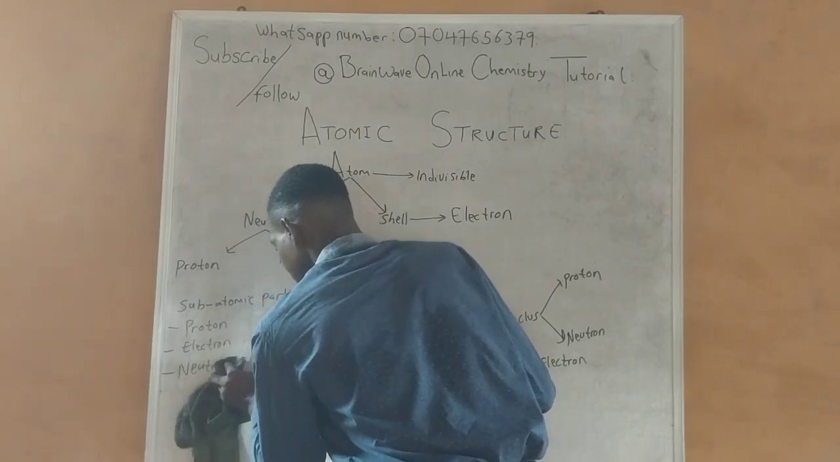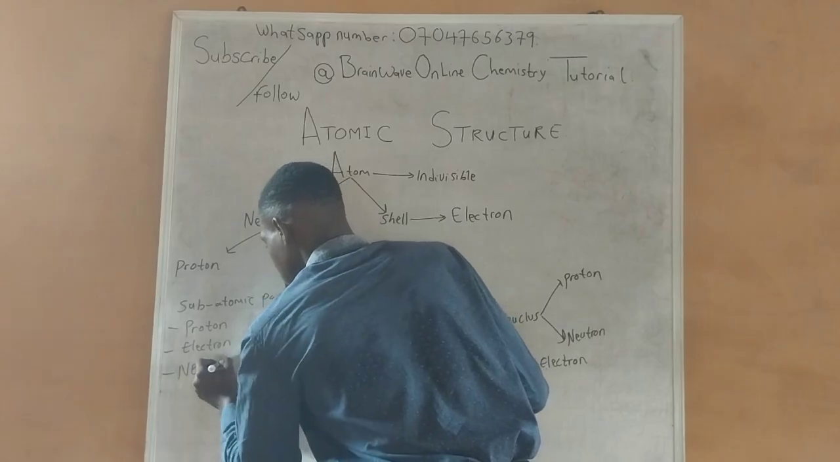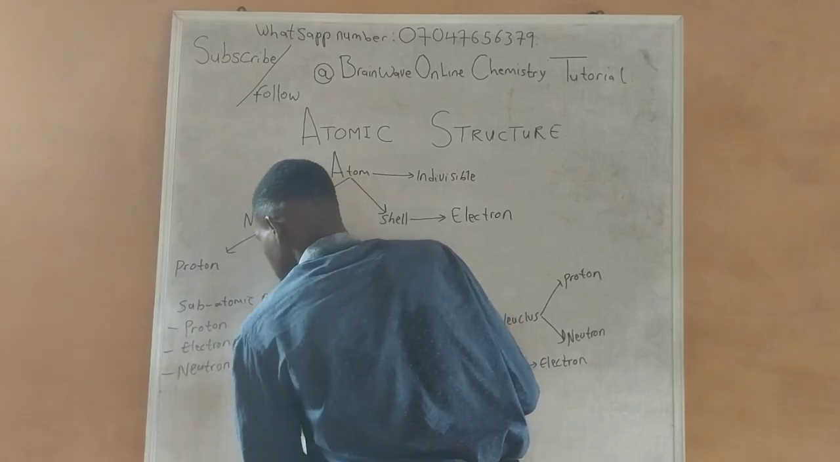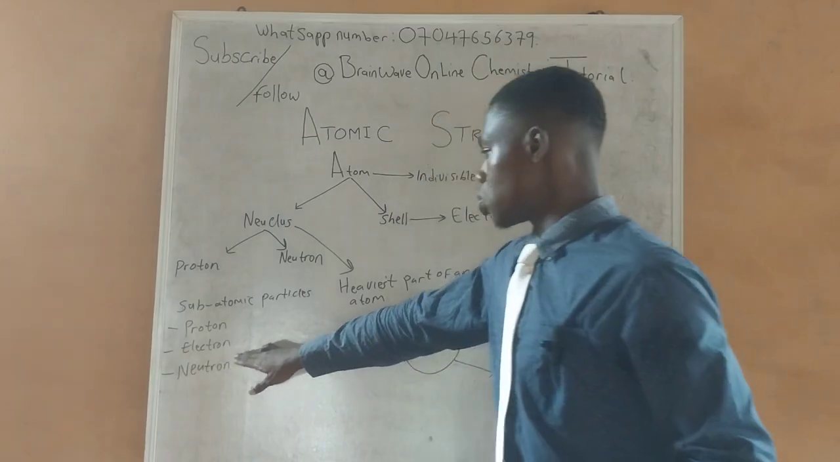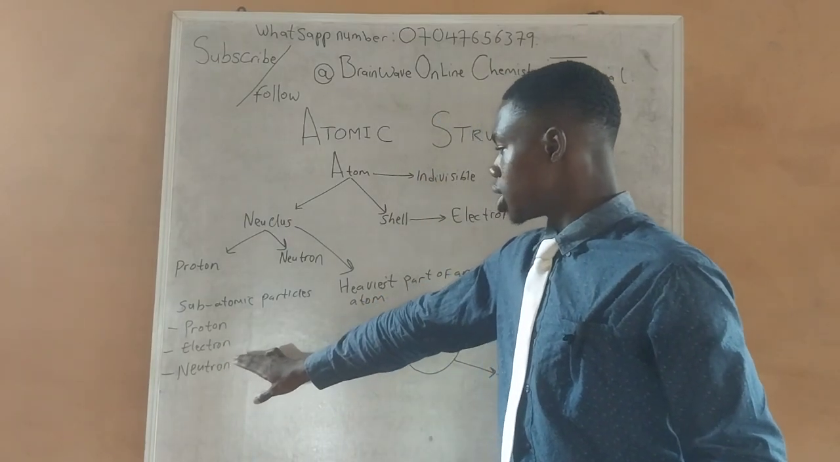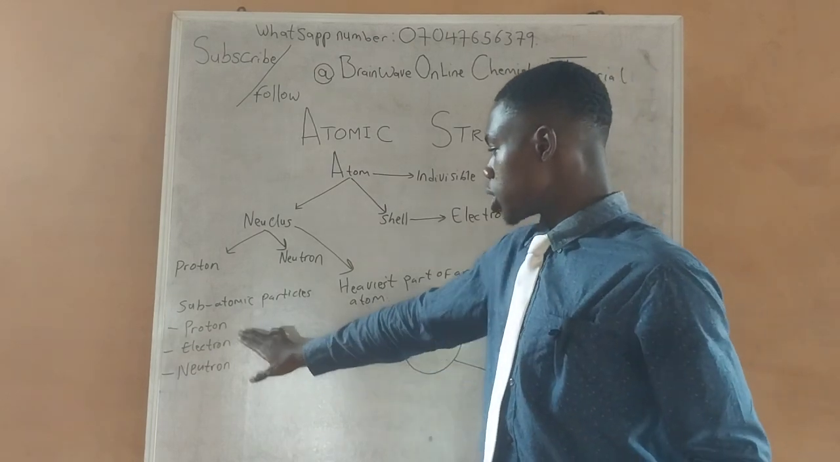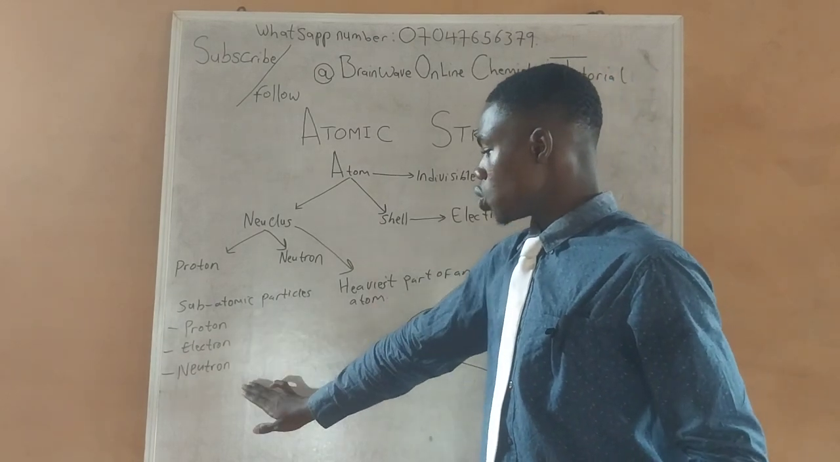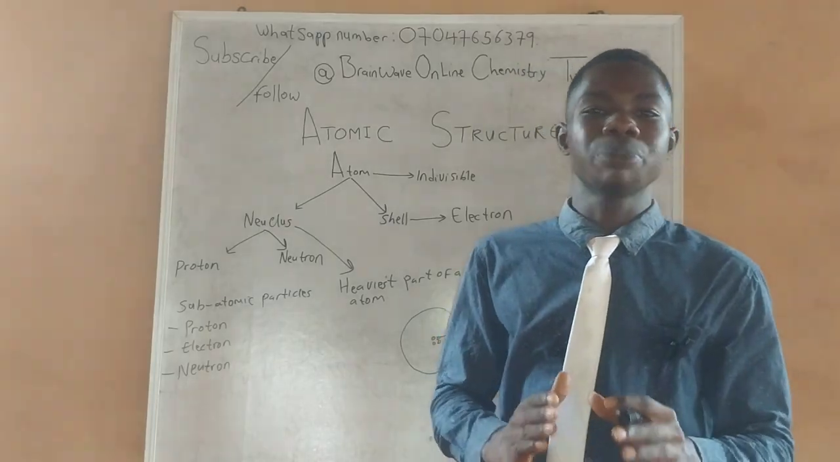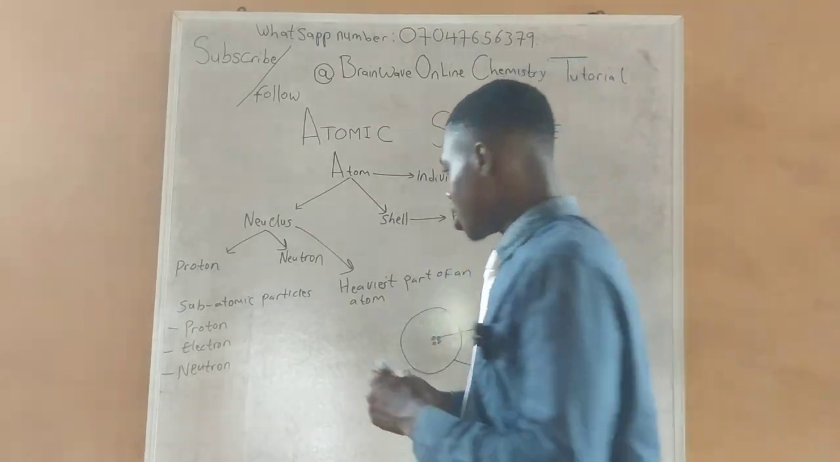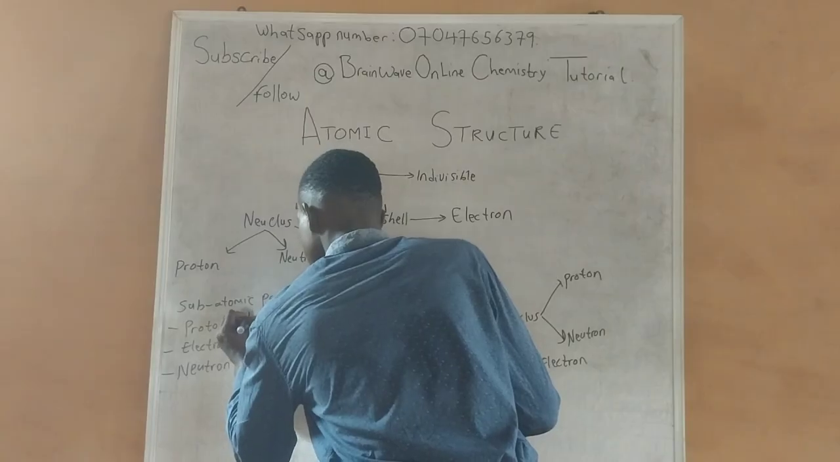We have proton, we have electron, and we have neutron. So the theory includes what we refer to as subatomic particles. Please take note that the subatomic particles include proton, electron, and the neutron. Please don't forget that the proton is positively charged.